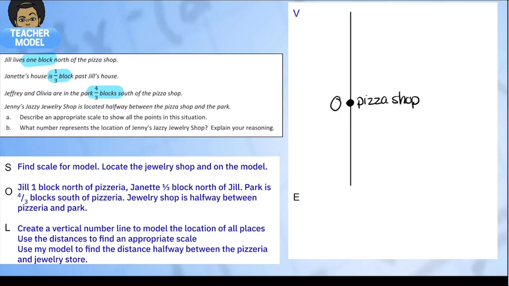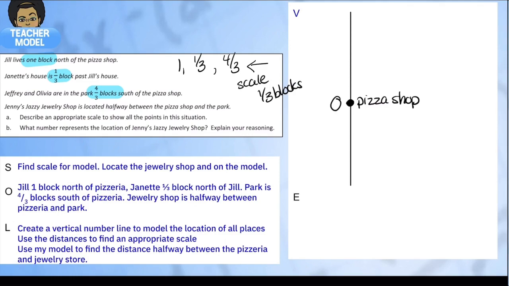So all those numbers, and I have 3. We have 1, and then we have a third listed. We have 4/3 listed. So this is telling me that my scale is not going to be a whole number. I'm going to use a rational number. I'm going to go by thirds and by 1/3 blocks. That's going to be my scale.